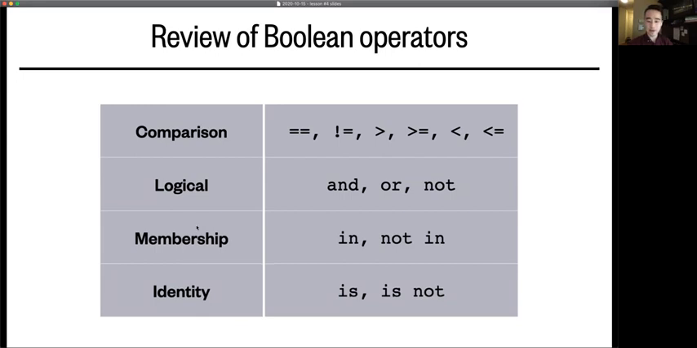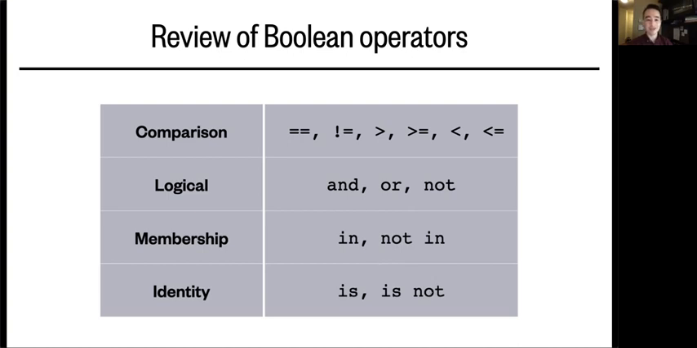And then the membership operators, which test whether a value is in or not in a string or a list, and the identity operators, which test whether one object is or is not the same as another object. We can use all of these in if statements.